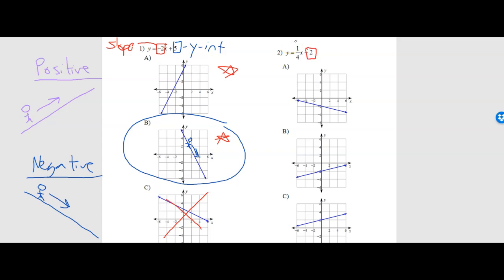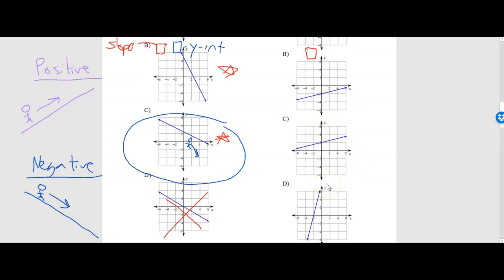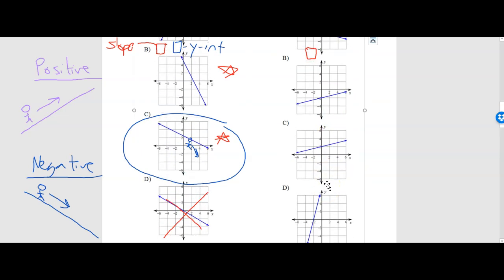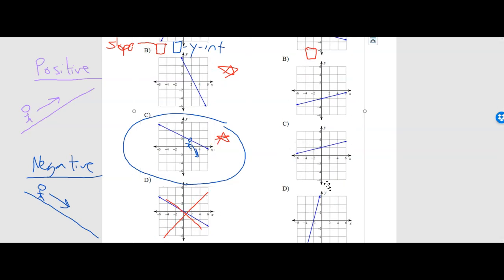So let's go ahead and rule out the ones that don't have slope or don't have y-intercepts of -2. A and B look good. Both those y-intercepts are -2. C has a y-intercept of +2. Oops, let's move that back. So we can eliminate C.